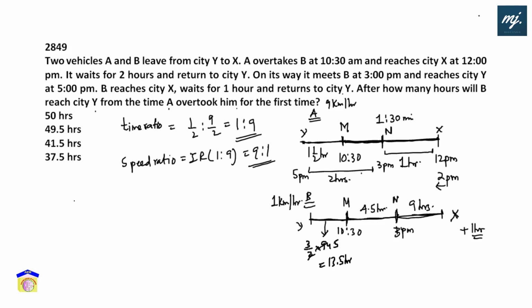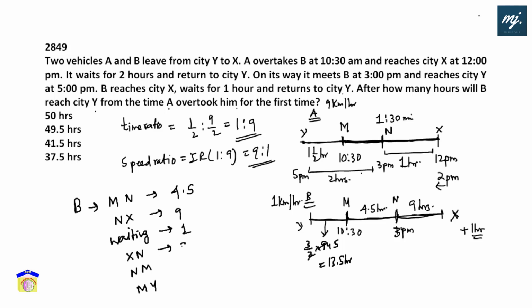So the total time taken by B from point M to reach Y back is MN, NX, waiting time, then again XN, then again NM, and then again MY. MN is 4.5, NX is 9 hours, waiting time is 1 hour, XN is 9 hours, NM is 4.5, and this is 13.5.